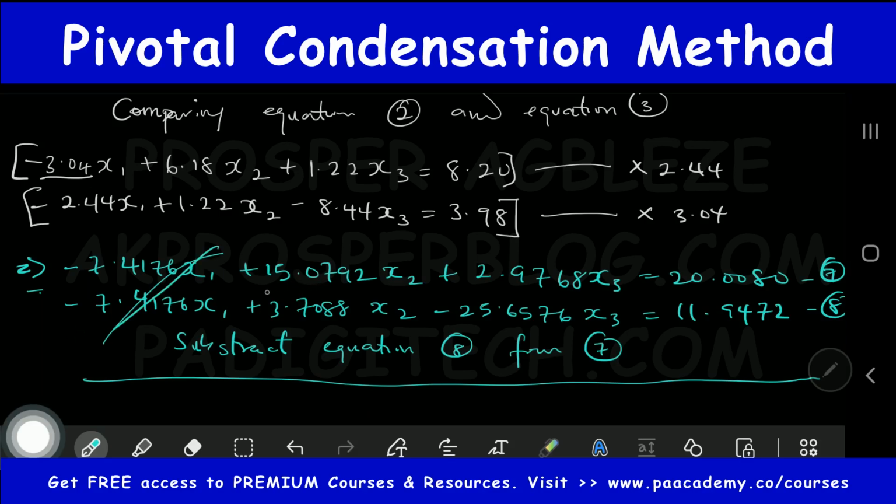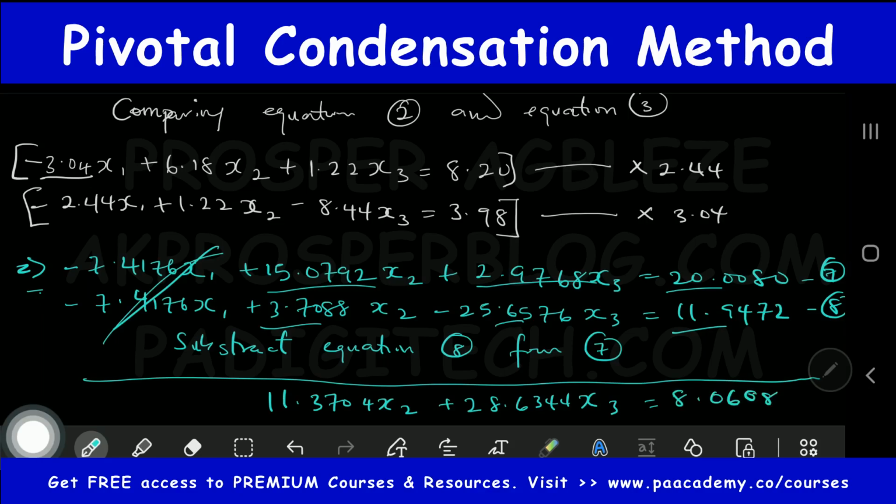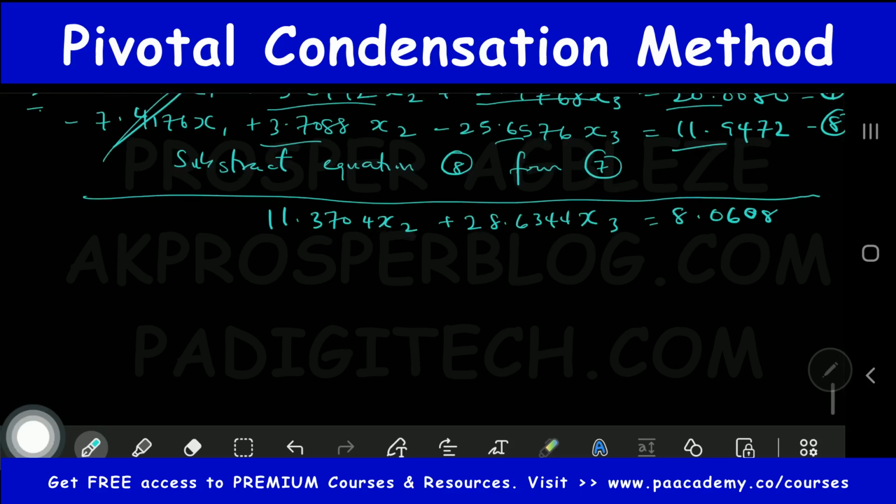So let's move here. 15.0792 minus 3.7088 will give us 11.3704 x2, and then 2.9768 minus this will give us plus 28.6344 x3, then equals to 20.008 minus 11.9472, which will give us 8.0608. All right, so I hope you are finding value in this. So let me call this our equation 9.